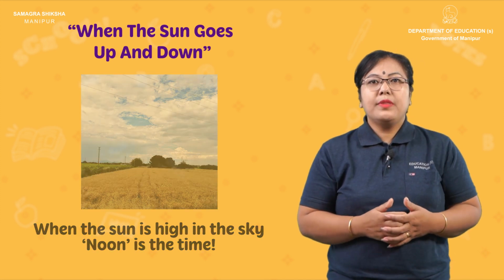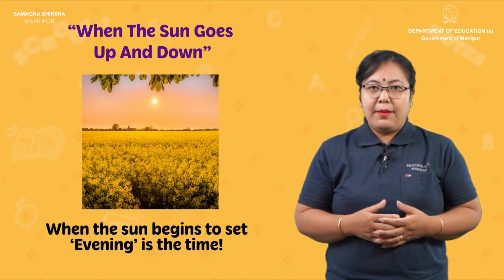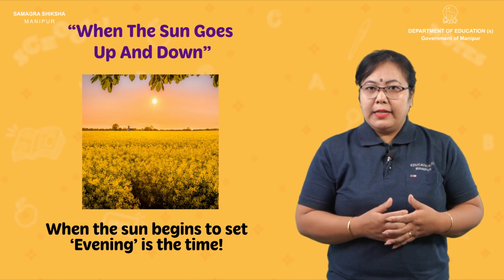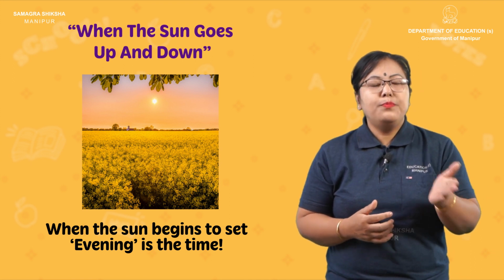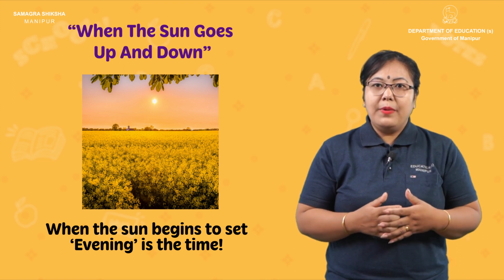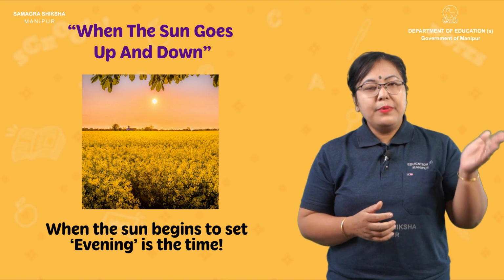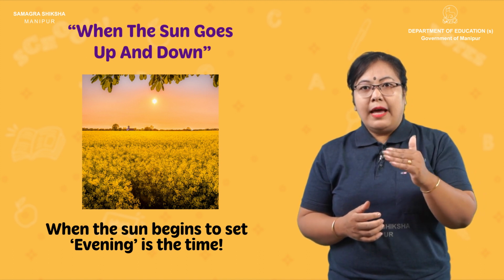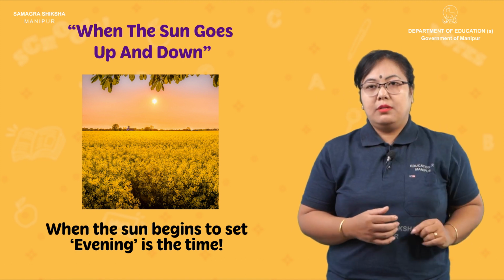Let's continue. When the sun begins to set, evening is the time. We have already known the names of the 3 phases of a day according to the position of the sun. Now let's learn about the 4th phase. In this phase, the sun begins to set, that is, it moves from zenith downward.